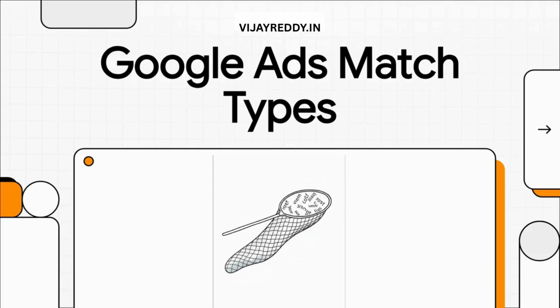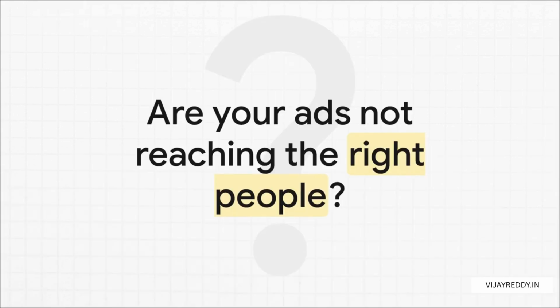All right, let's dive into something that is absolutely critical if you're using Google Ads: keyword match types. Seriously, if you get this right, your campaigns can be incredibly effective. But if you get it wrong, well, you're pretty much just lighting your budget on fire. No joke. So, does this sound familiar to you?